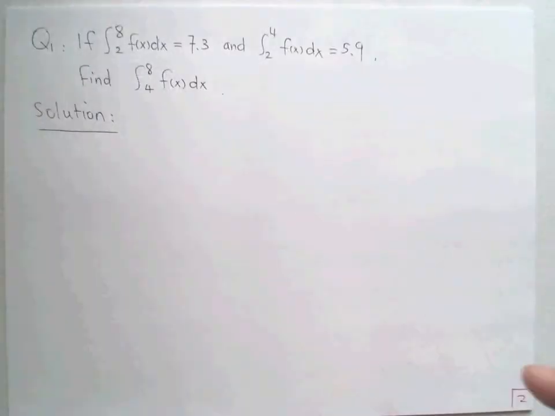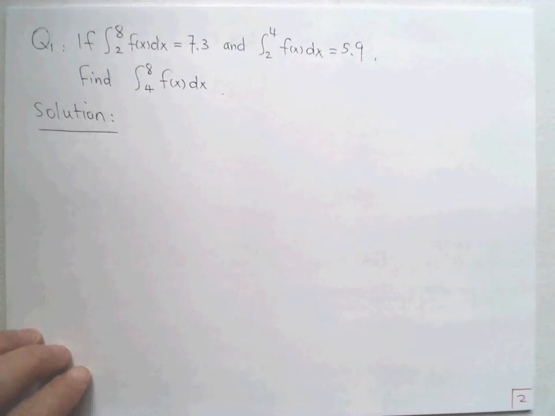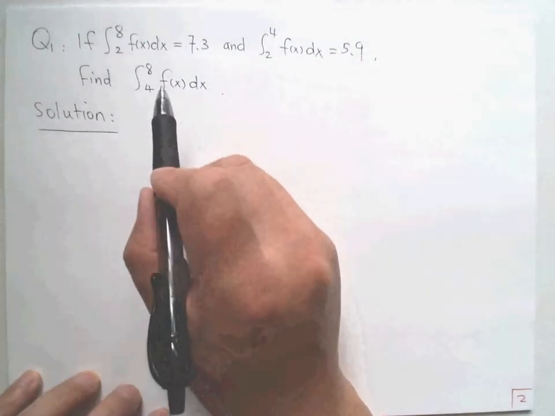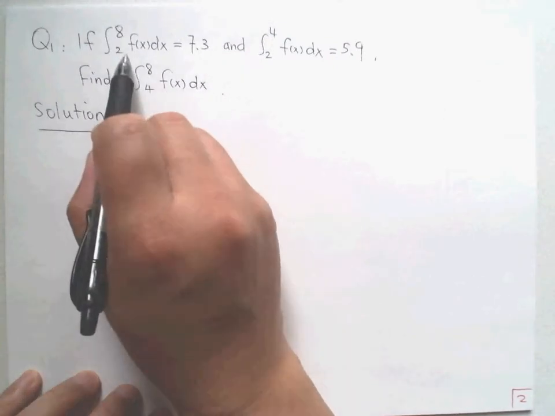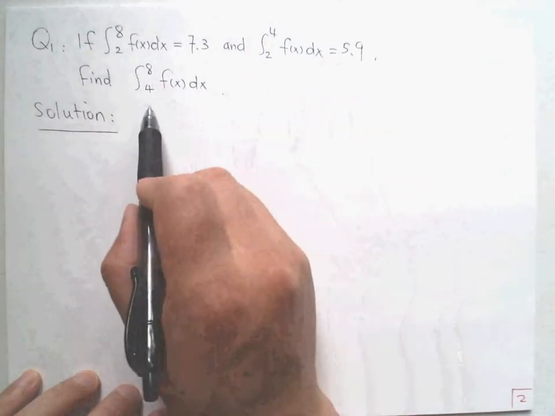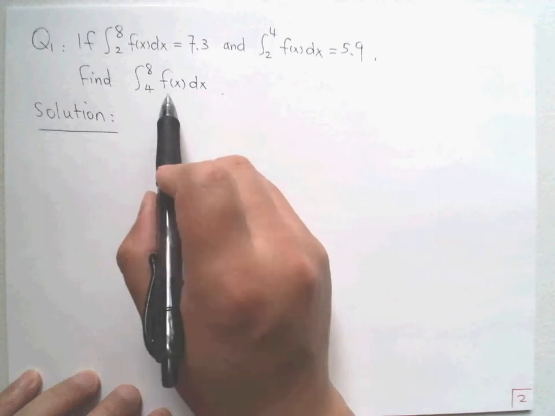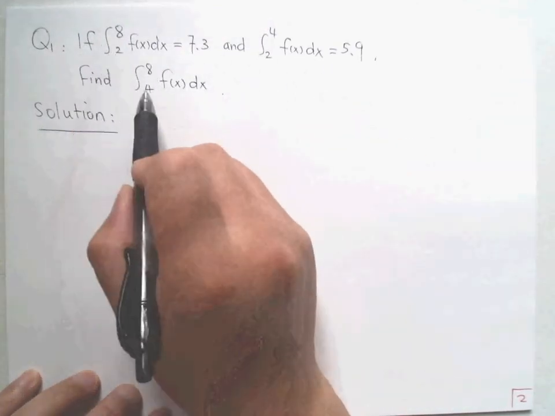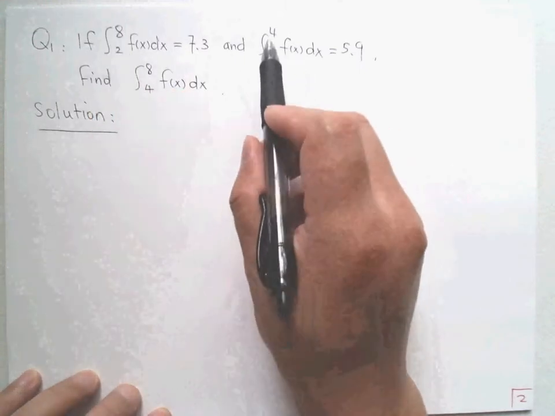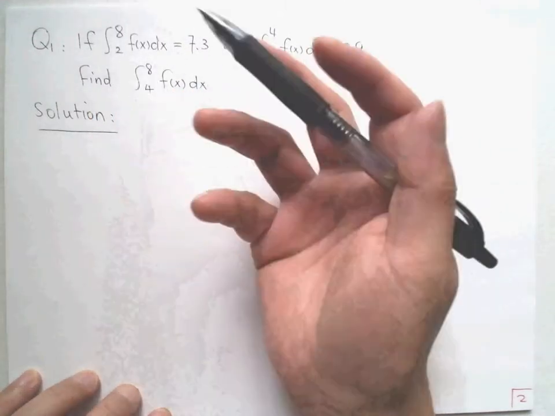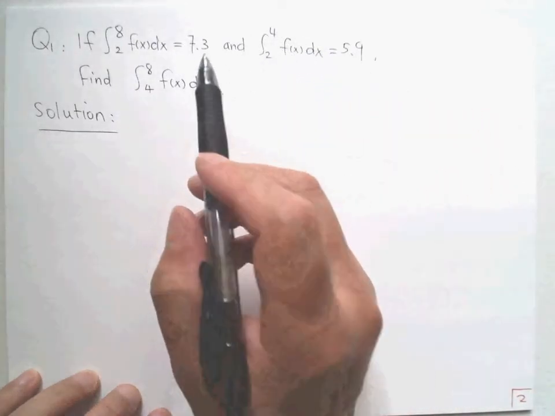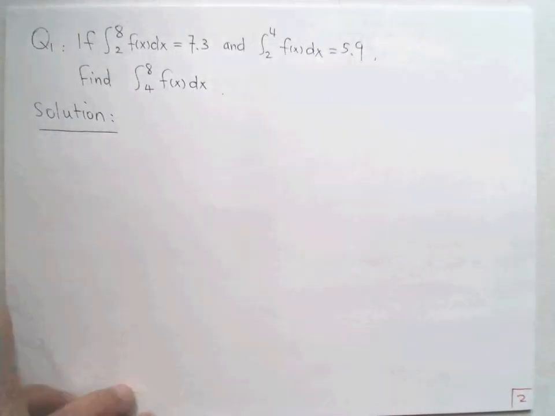Let's look at the first example. There are two examples I'm going to show. Which rule are we going to use? They give you one integral, another integral, and we have the third integral. Here we can see the limits 4 to 8 are linked with 2 to 8 and 2 to 4. The three numbers 2, 4, 8 are linked together. So this looks like the addition rule we can use.